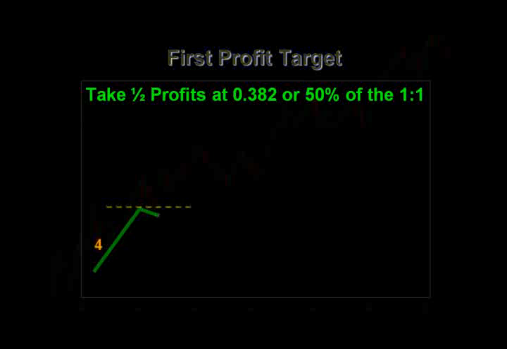Here we've got a move up $4, and it's then forming a bull flag for the sake of argument. As the stock breaks out, what we're going to aim for is not another 4 points, but say another 2 points. So that would be going for 50% of that one-to-one target. Or what we could do is set a more conservative profit target, which I now prefer, particularly in the markets in which we're currently operating, of 38.2%, which would be $1.50.